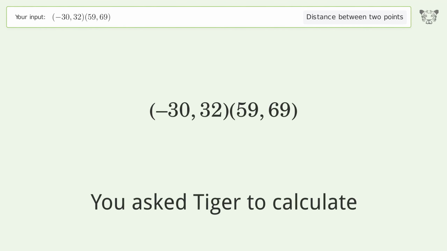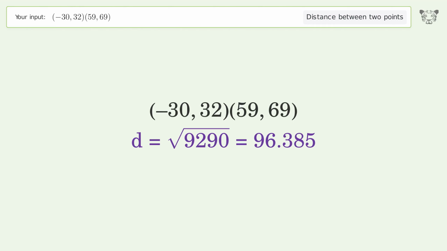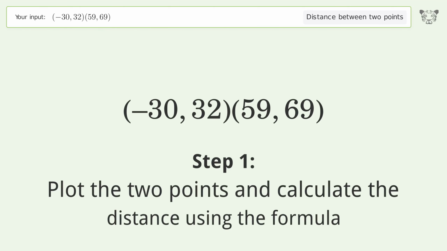You ask Tiger to calculate. This deals with the distance between 2 points. The distance between the 2 points is the square root of 9,290, or 96.385. Let's solve it step by step. Plot the 2 points and calculate the distance using the formula.